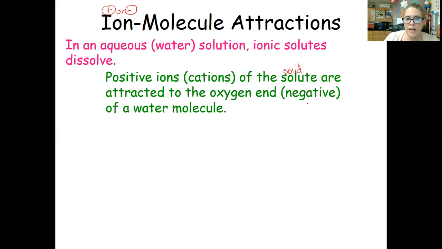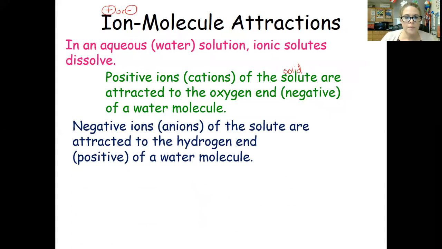Attracted to the oxygen end, which is the negative end of the water molecule, right? Because remember, the water molecule has those poles, the partial positive and the partial negative. And now we have our negative ions, those are our anions of the solute. The solid we're trying to dissolve are attracted to the hydrogen end because that's going to be our partial positive end of the water molecule.